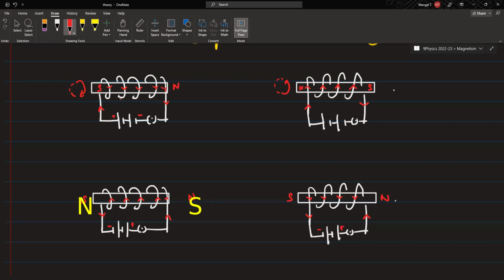So you need this identification. Such questions will be asked. You will have to identify which end will be south and which end will be north. So that is the end of this chapter, magnetism.